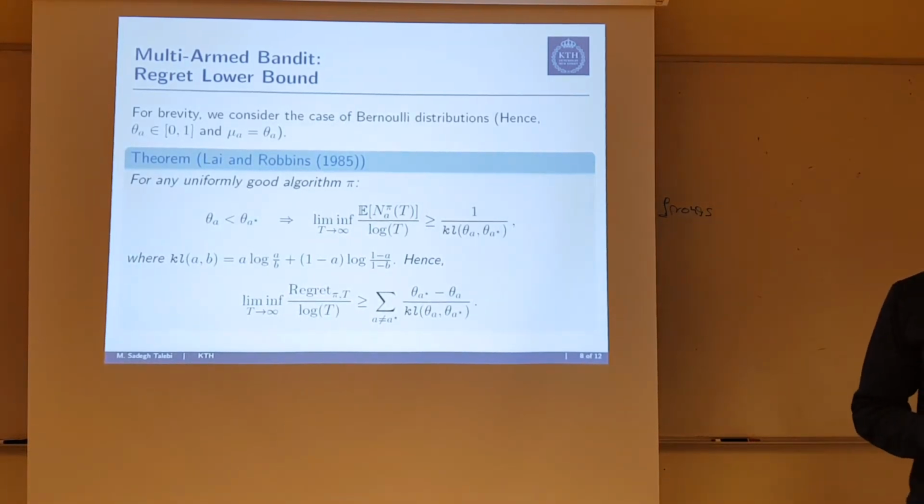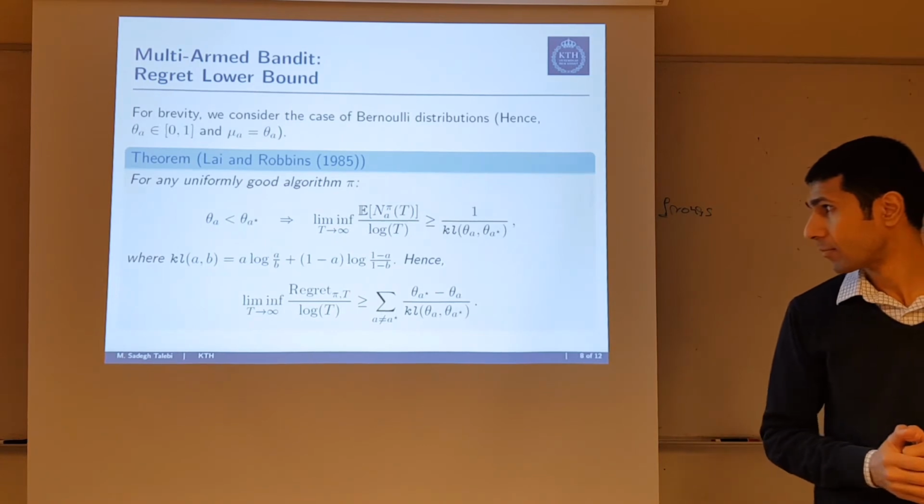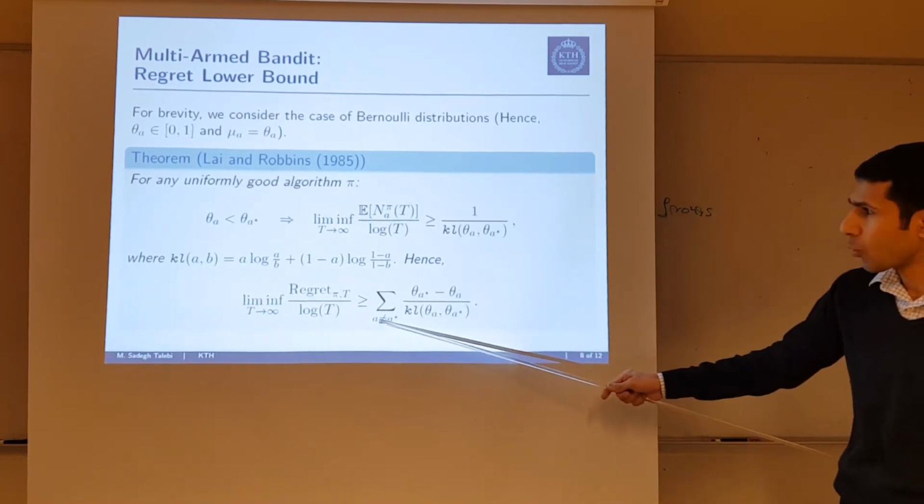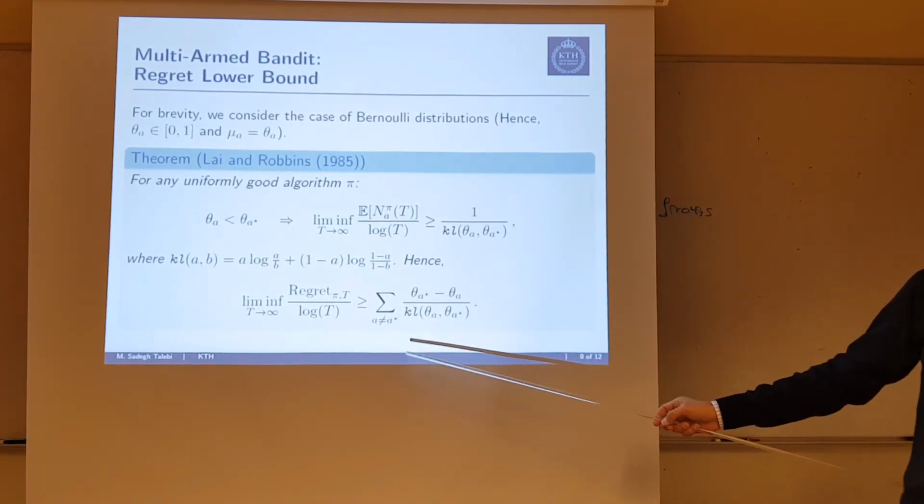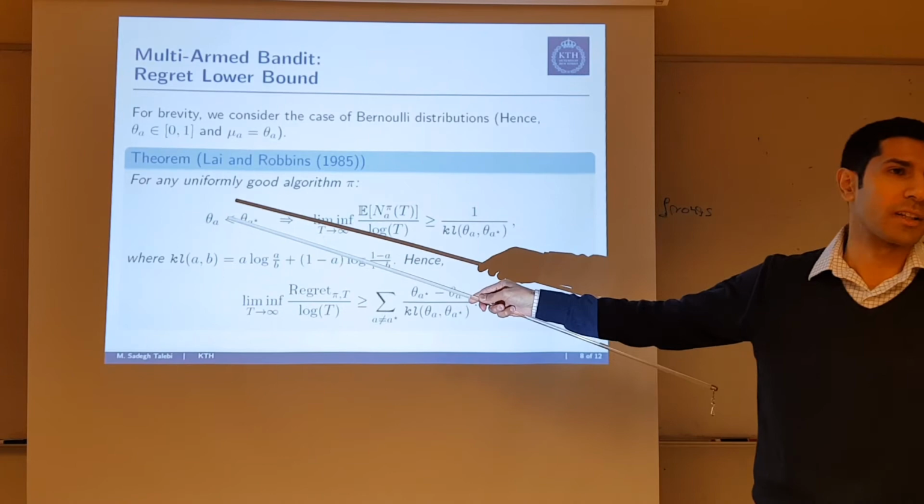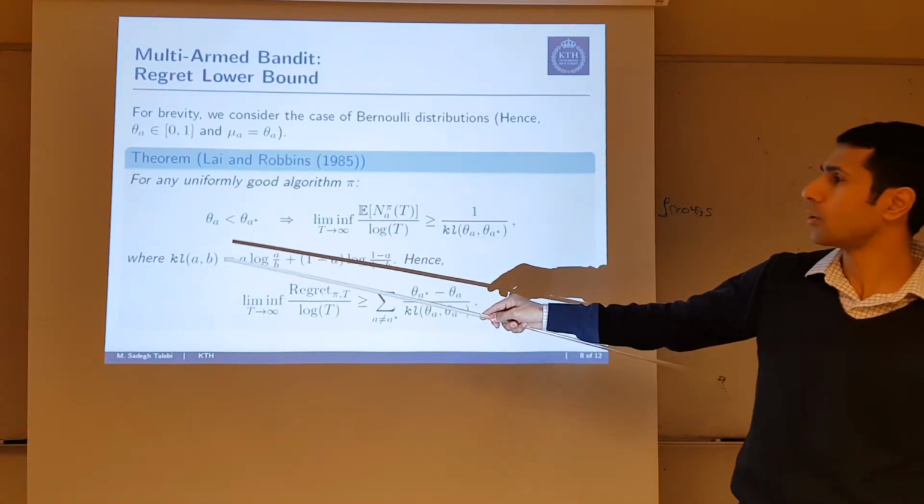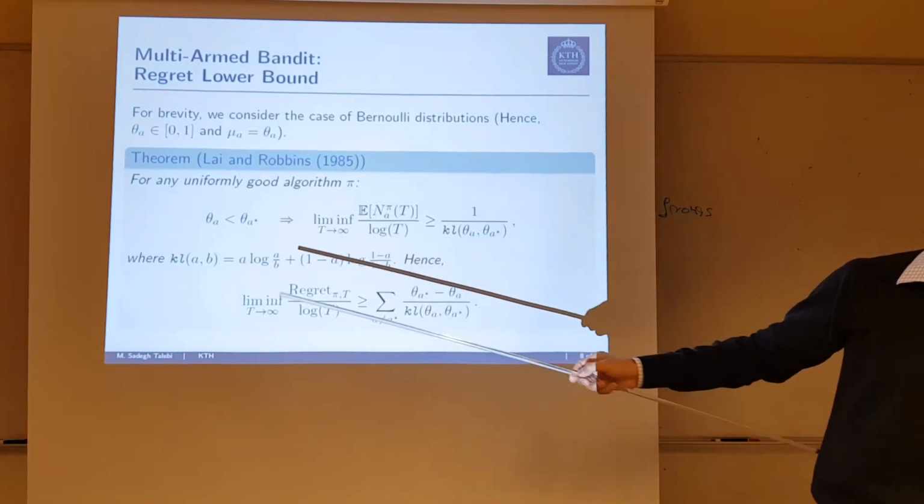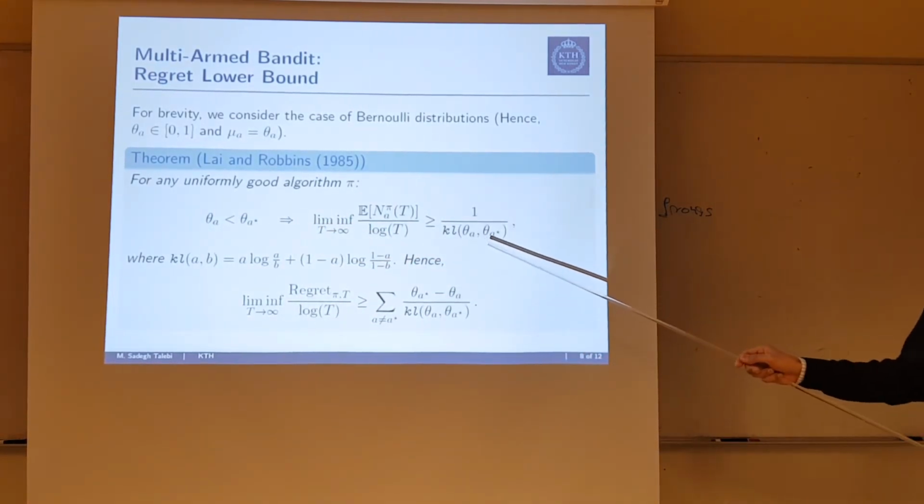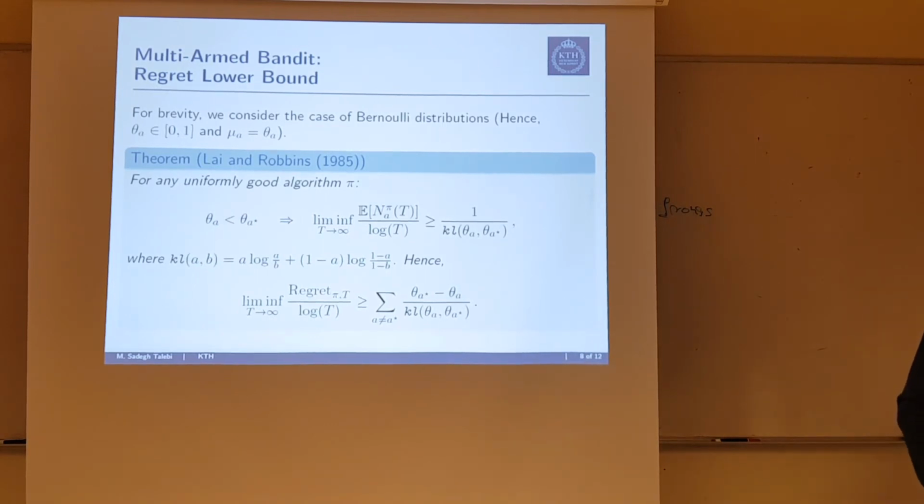Yes? In the first line, you say that theta_A should be less than theta_A star, but in the last line, I can't see this. Well, this summation is basically over all arms A where theta_A is less than theta_A star. Basically, you can remove this. This is just for the case that you have multiple optimal arms. You can remove this, and instead you can write if A is not equal to A star, because when A is equal to A star, this KL would be zero.